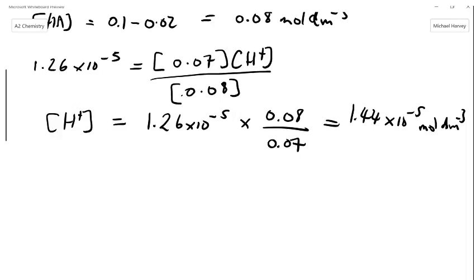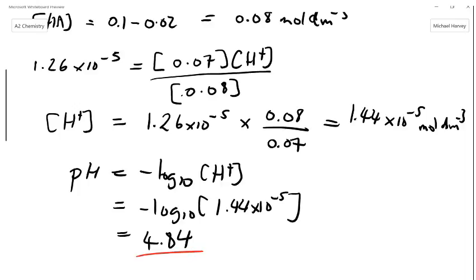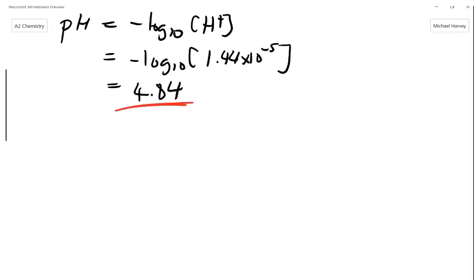So we're nearly there. We know that pH equals the negative log base 10 of the proton concentration. So that will equal negative log base 10 of 1.44 times 10 to the negative 5, which will equal 4.84, which is the answer we are aiming for. So that's one approach to solve that problem. There is a second approach.